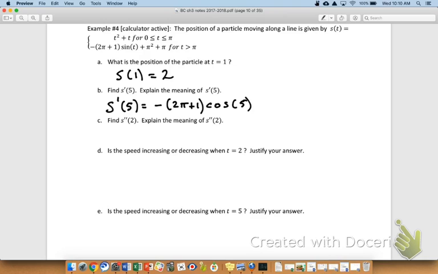So again, just walking around, I'm seeing a lot of folks that have something like that for B. Negative of 2 pi plus 1 cosine of 5. Sometimes people will forget that pi squared and pi are both constants, so their derivatives would be 0.